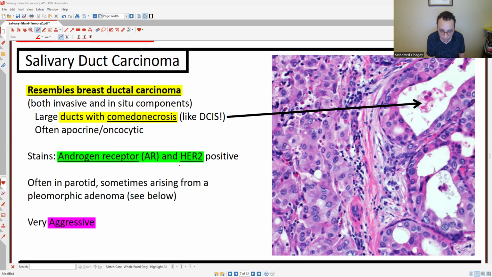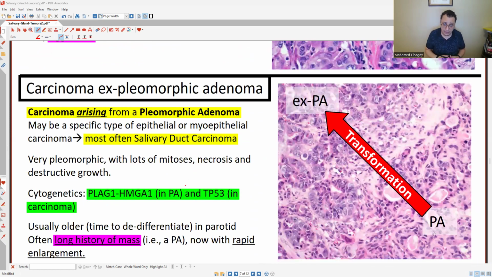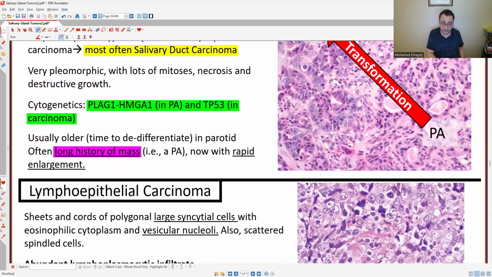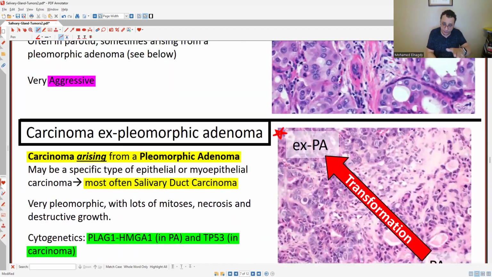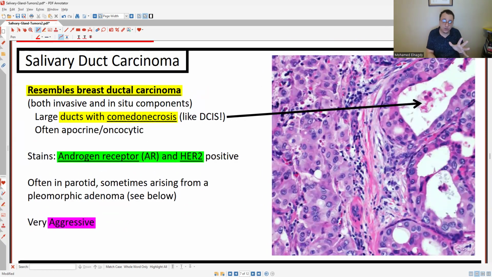Salivary duct carcinoma, I would honestly say that out of these high grade tumors, I didn't see any in the Q banks for the boards except this entity, carcinoma ex pleomorphic adenoma. That's the only entity I saw in the Q banks. I never had a chance of seeing salivary duct carcinoma.